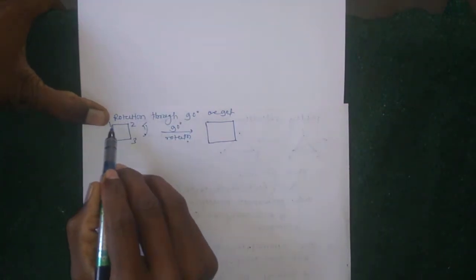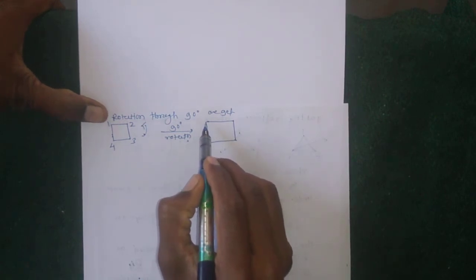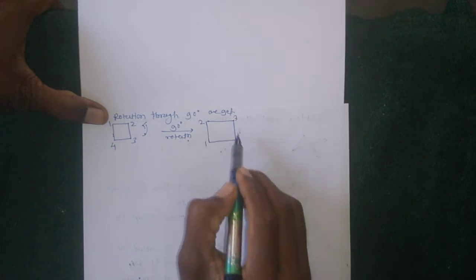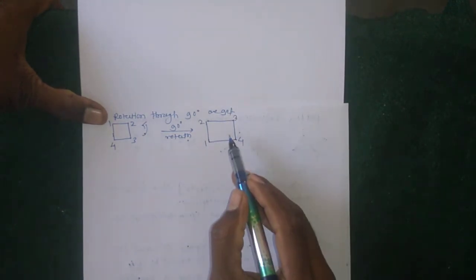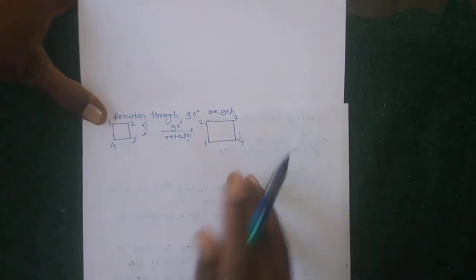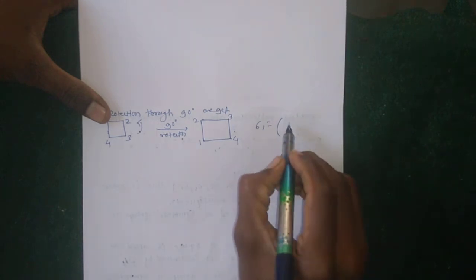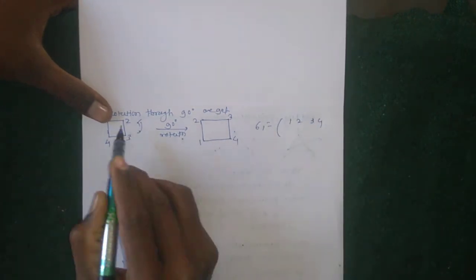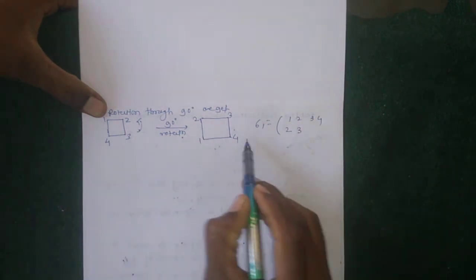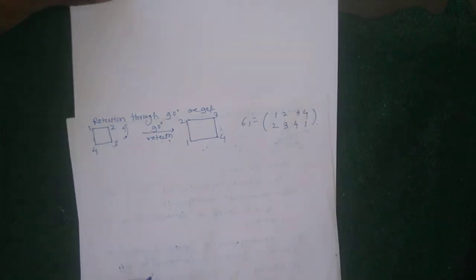The square exists at 1, 2, 3, 4, only the positions of 1, 2, 3, 4 change at 90 degrees. Therefore this is called sigma 1: 1, 2, 3, 4, where 1 has value 2, 2 has value 3, 3 has value 4 and 4 has value 1. This is one permutation.